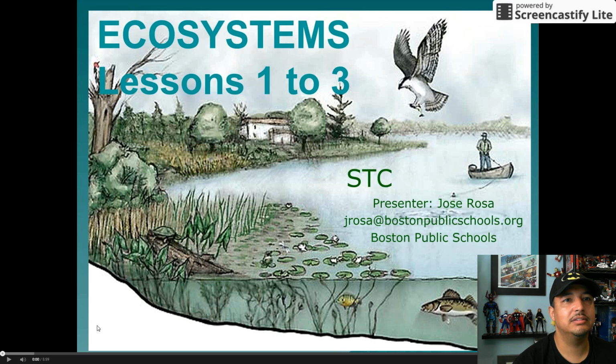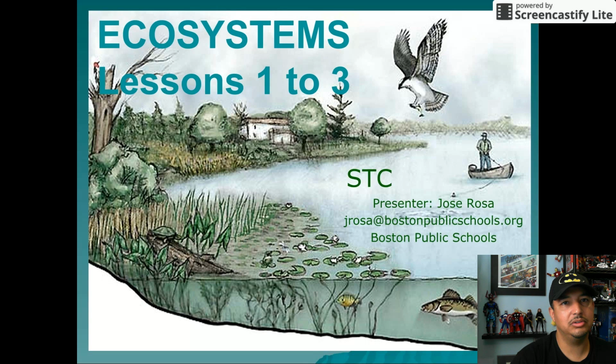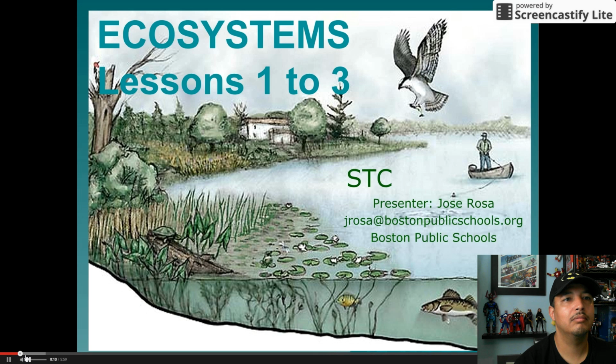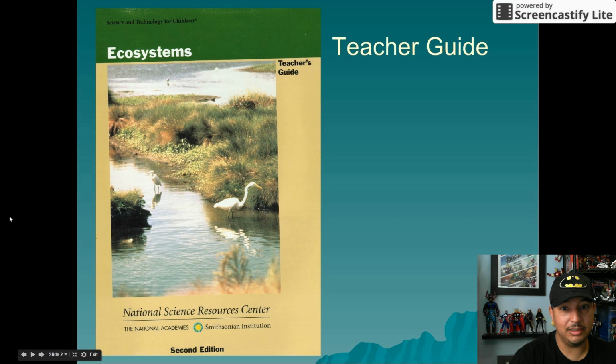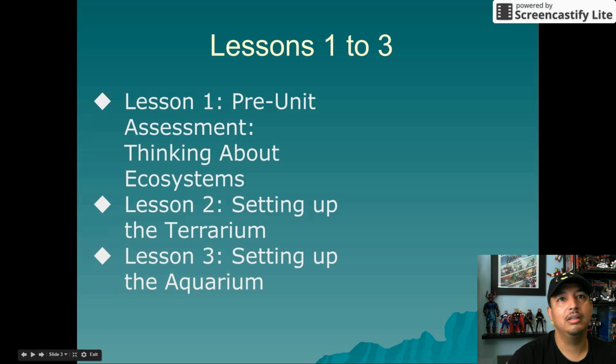During this screencast, I will go over the first 3 lessons of the FOSS Ecosystems Kit, lessons 1, 2, and 3. Lesson 1 is the pre-unit assessment, thinking about ecosystems. Lesson 2, setting up the terrarium. And Lesson 3, setting up the aquarium. Now remember, you will need aquatic plants for lesson number 3.